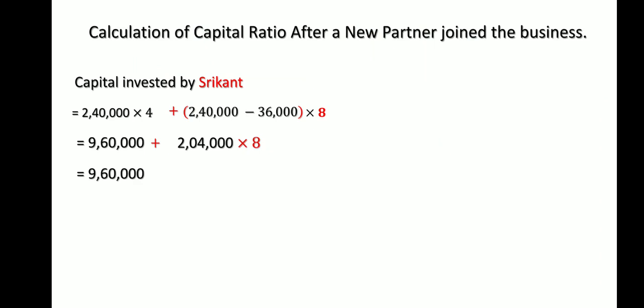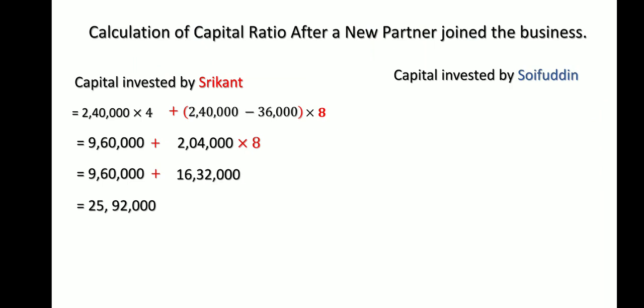So 9,60,000 plus you have 16,32,000. You add them, you have a total of 25,92,000. Similarly, capital invested by Safuddin. He initially started with 3 lakhs, and that was in the business for 4 months.